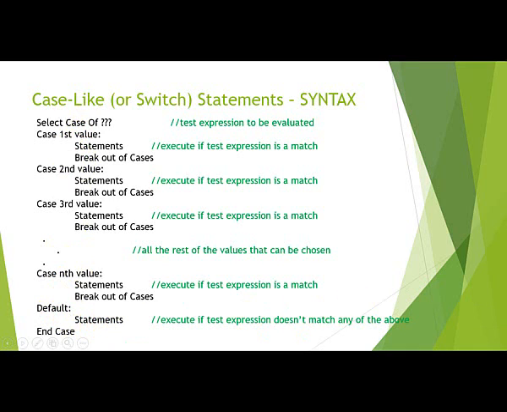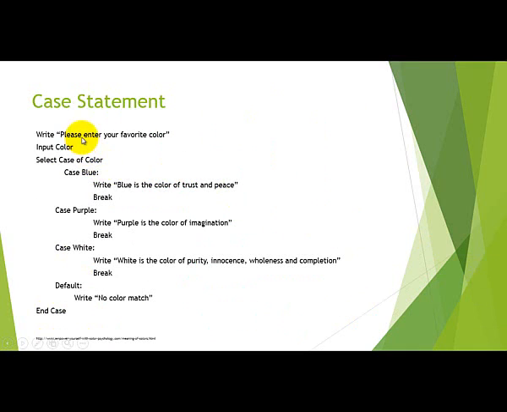So my example for this, which makes a little bit more sense: please enter your favorite color, input color, select case of color, again it's my variable. So if they entered in blue, then they're going to write blue is the color of trust and peace, and then we're going to break. If it's not blue, they're going to come down and look at the case where it's purple. So if my variable color has the value of purple in it, then this case will be true, and they're going to write purple is the color of imagination.